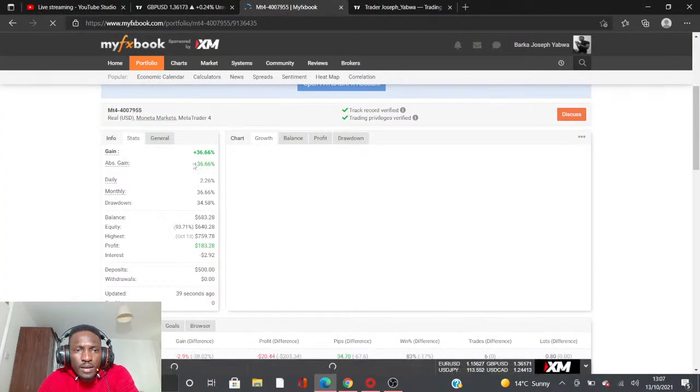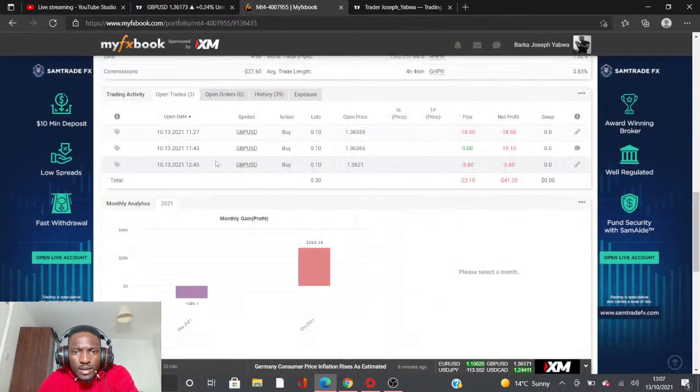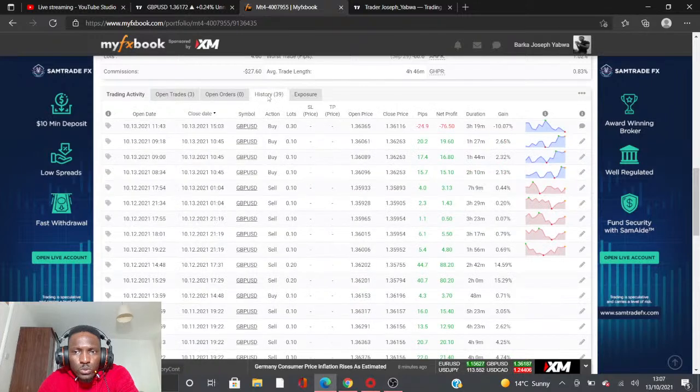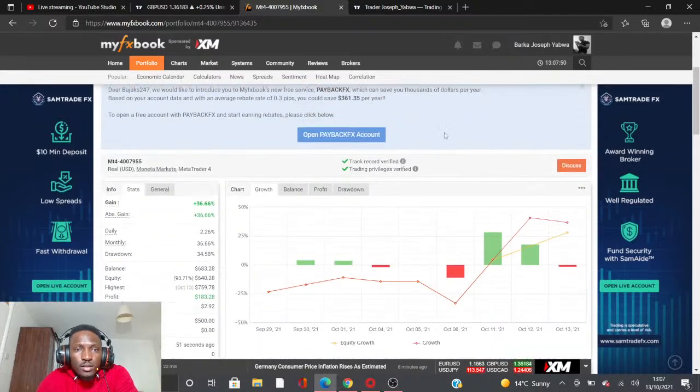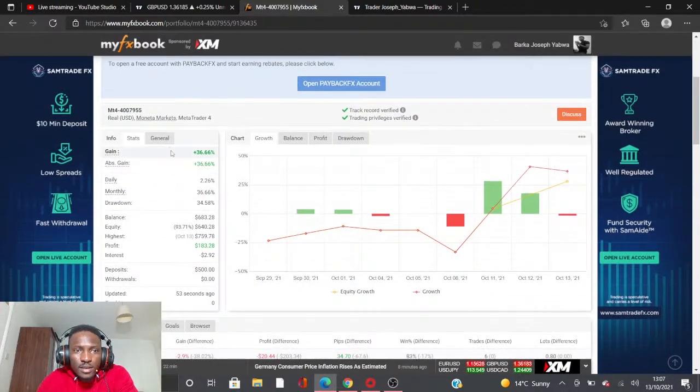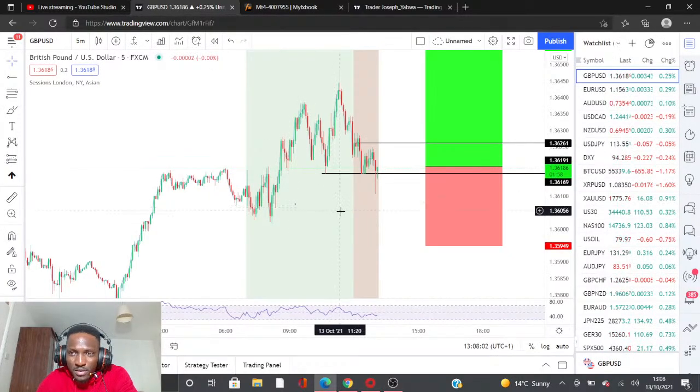Yep, there you go. So 36% returns, and the loss has now been added to the history. So as you can see there, I lost 10%. That's what you're gonna see here, guys. Transparency. There's nothing to hide. That's what you're gonna see, transparency, because this is the reality of trading.